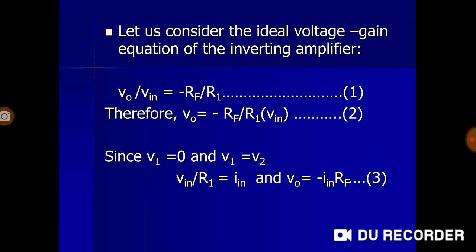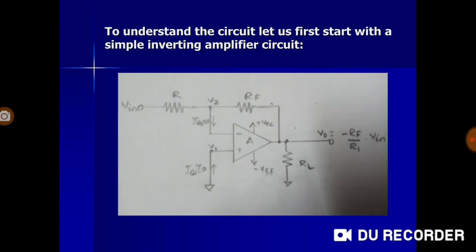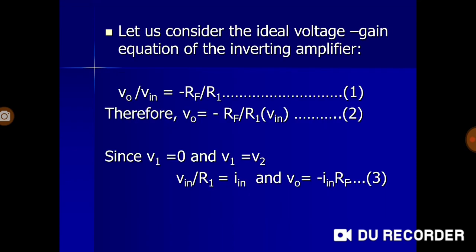That is what we have written. And obviously the input current I in will be given in terms of the input applied signal V in by R1. Simple Ohm's law: V in by R1 will give the input current I in. Now V in by R1 is equal to I in, and V naught is equal to minus RF by R1 into V in, that we know.